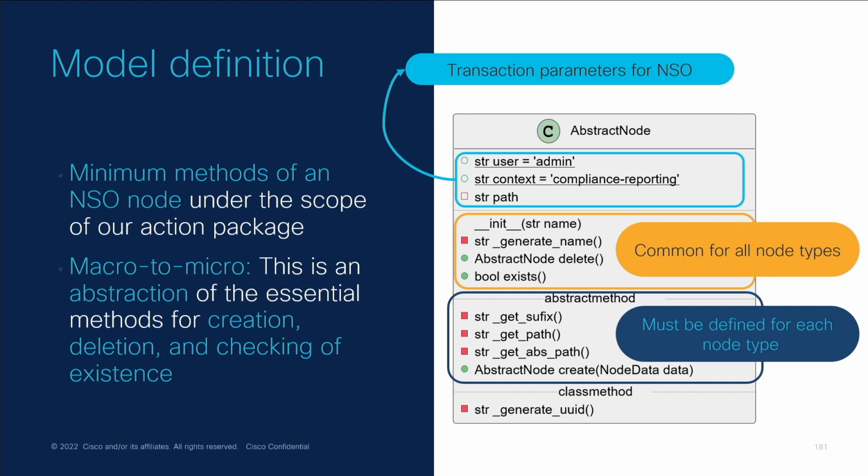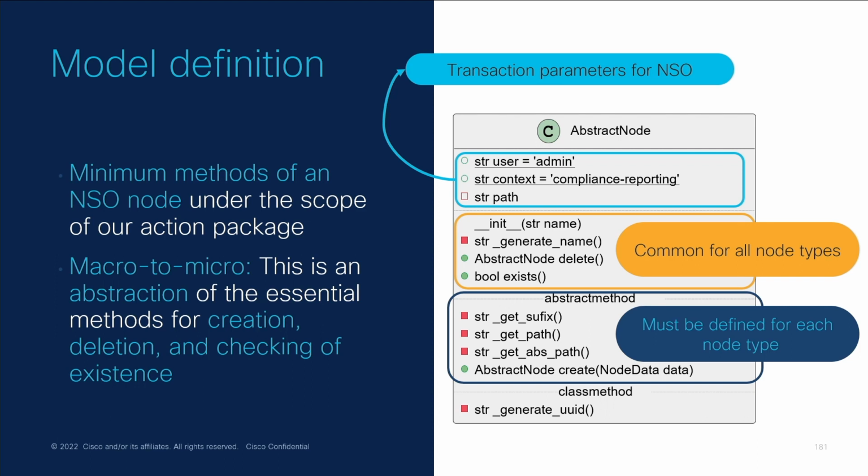If you remember a few slides back, we talked about the model definition. Our models represent the NSO nodes, and you can see them as a wrapper for these nodes to add extra functionality. Methods common to all nodes will be abstracted and placed on the abstract node. For example, the delete and exists methods: those are methods where the logic is the same, like checking if a node exists on NSO and deleting a node from NSO. The logic is the same and the process is the same.